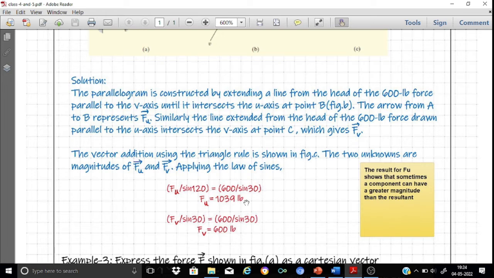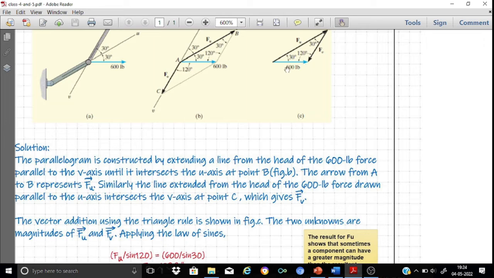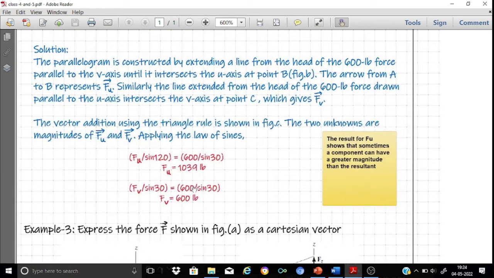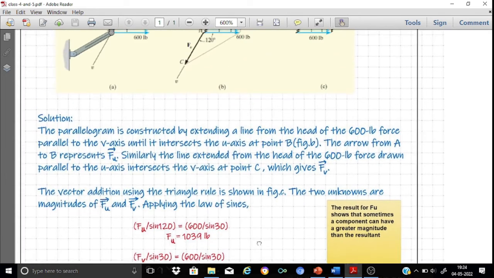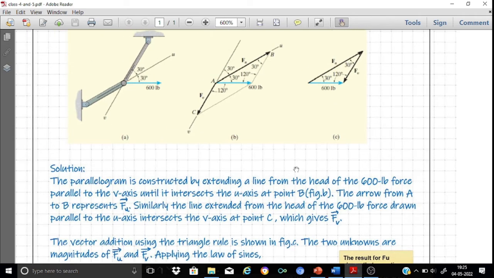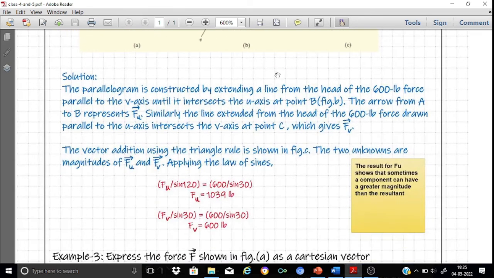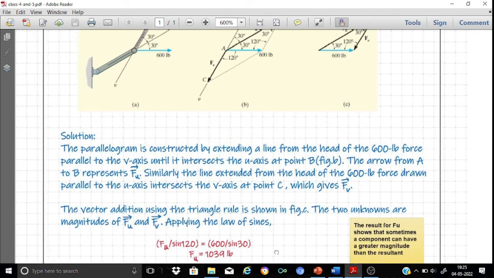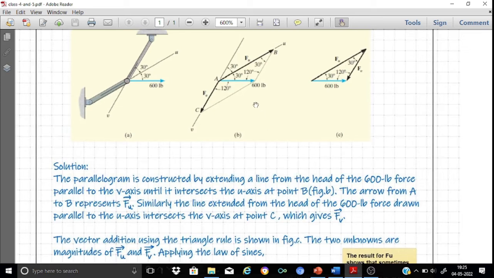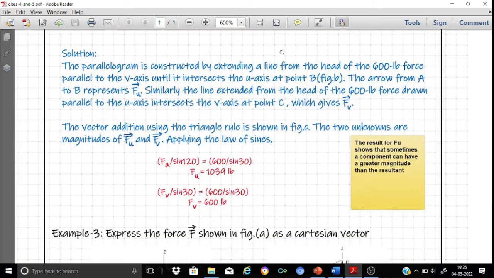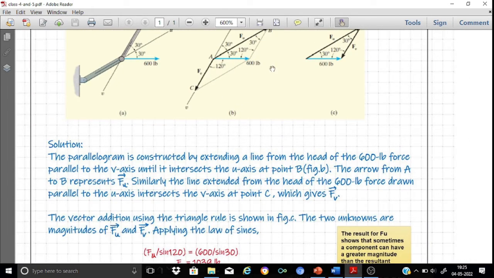Lb means pounds. Now, to obtain Fv, we apply the law of sines a second time. That is, Fv by sine 30 is equal to the same 600 by sine 30, which means Fv equals 600 lb. Now in this specific problem, our resultant is 600 lb, but its component is much higher. So don't be under the impression that the resultant will always be greater than the components. In this case, Fu is 1039, which is much higher than the resultant force of 600 lb.